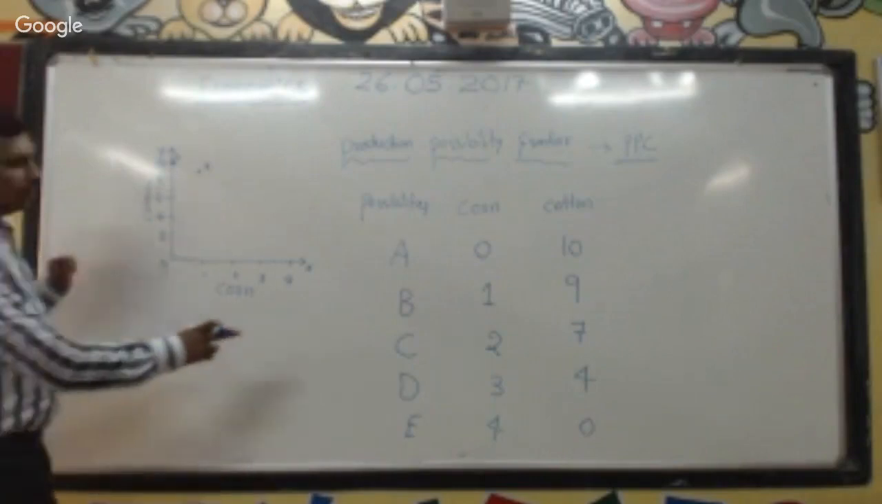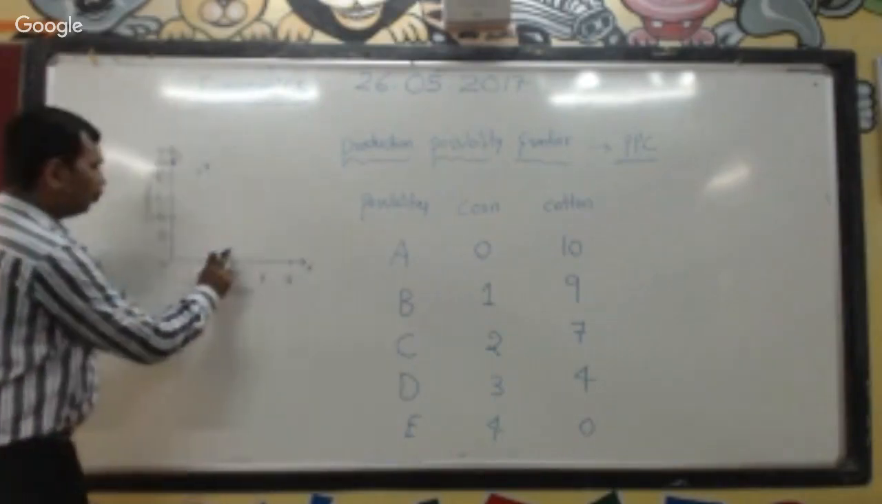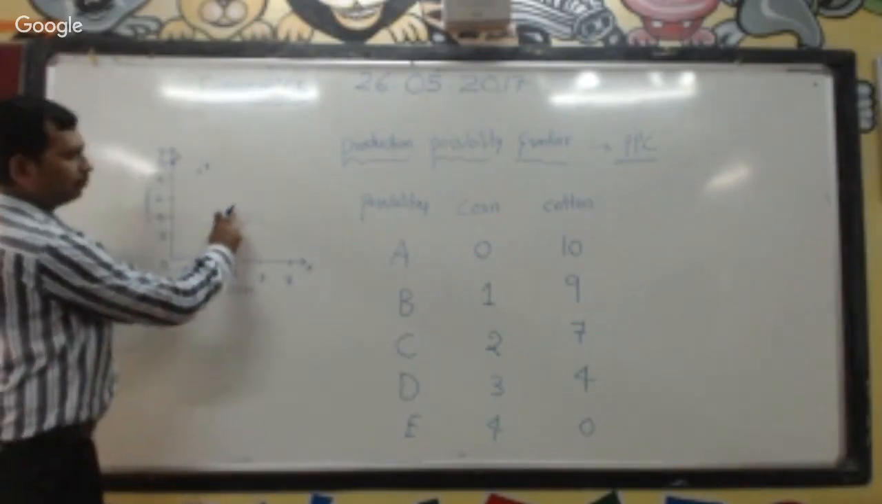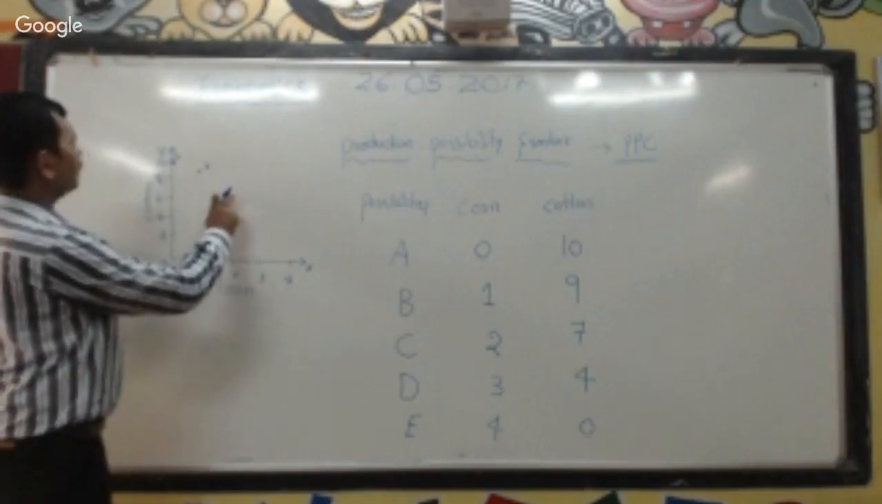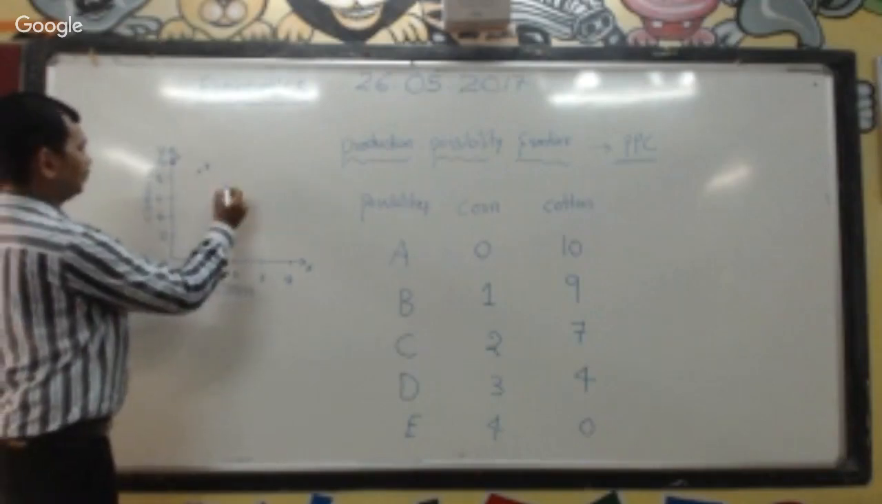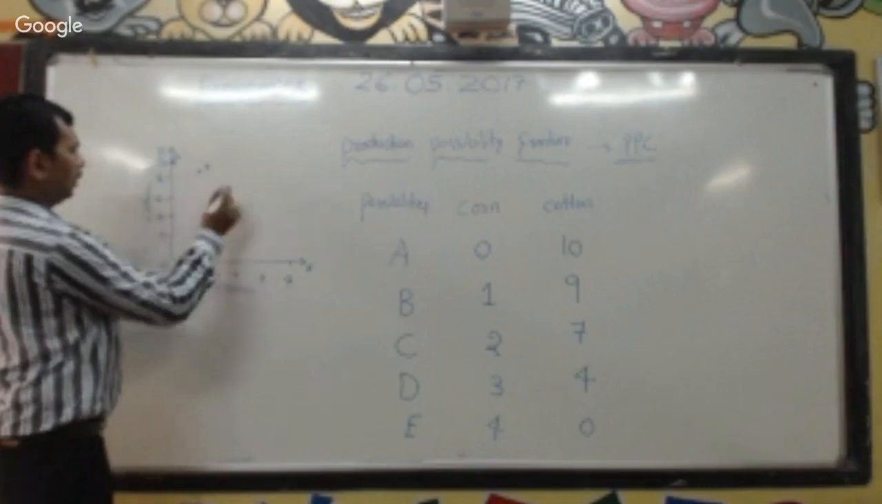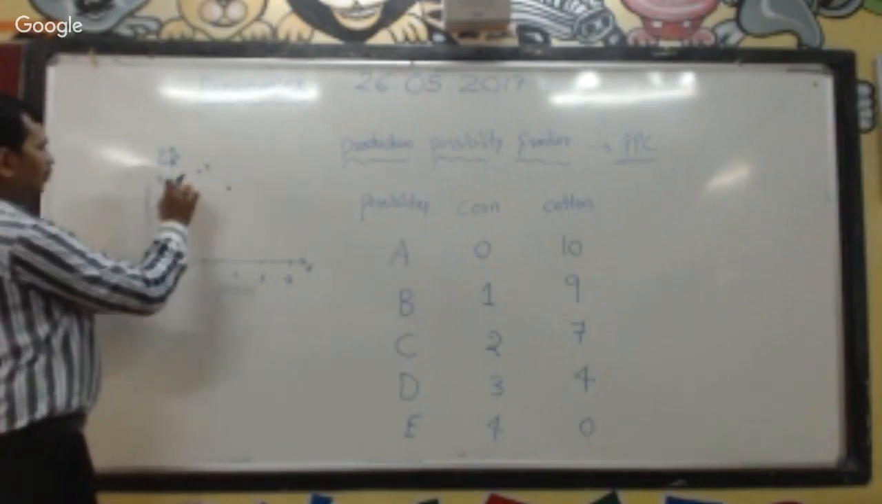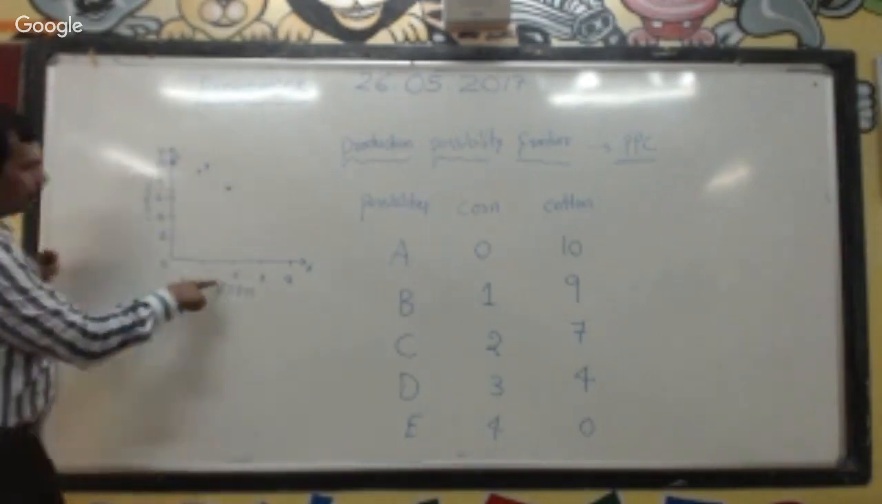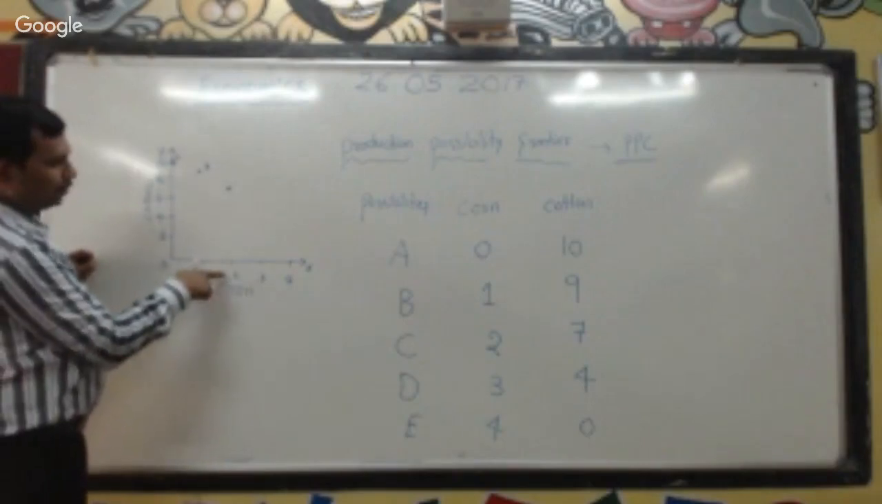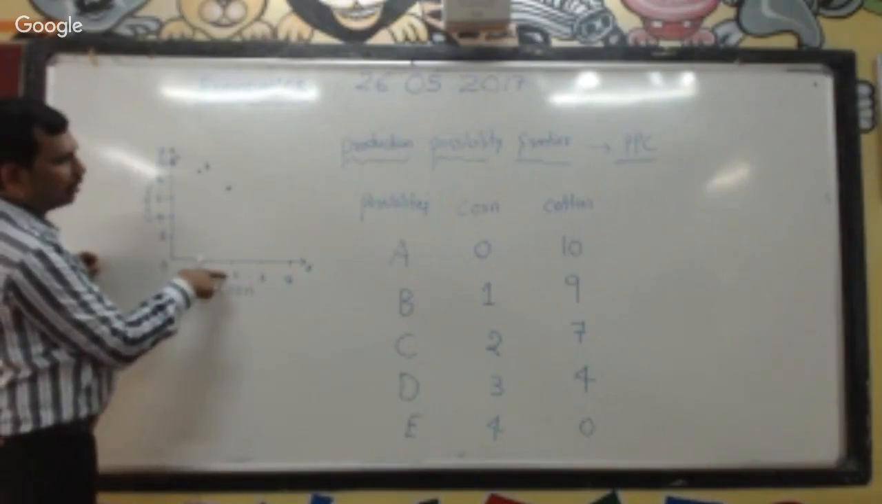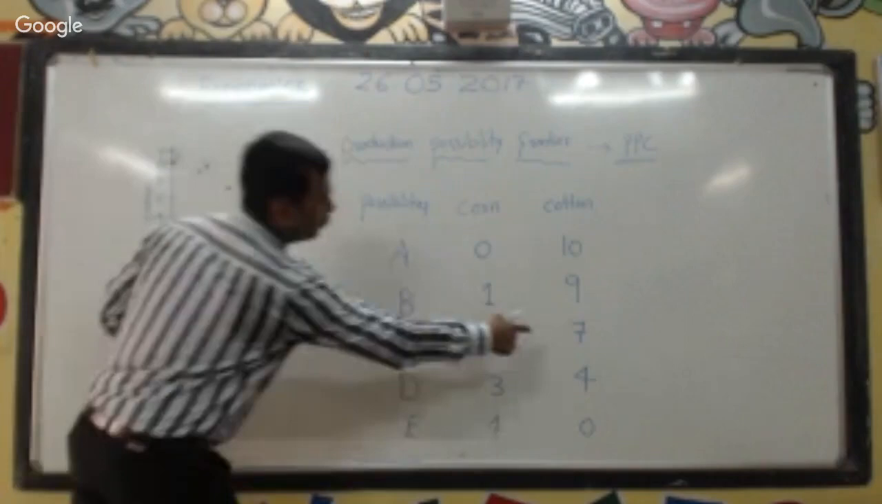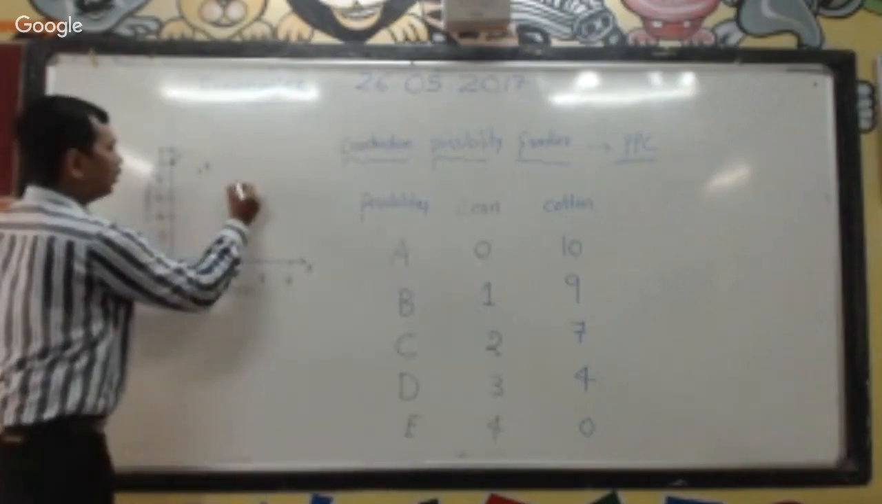In the third combination, 2 units of corn, 7 units of cotton. Here, this is the 7, between 8 and 6. This is the combination C.